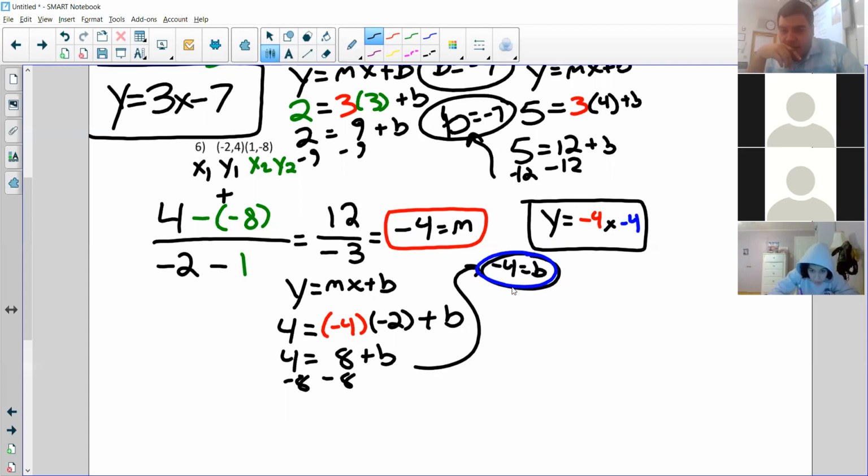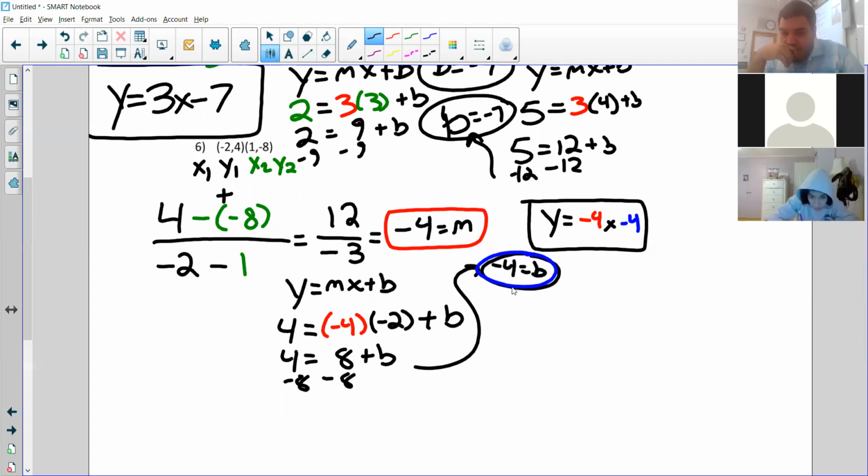Haley, you got the right slope, but did you plug it in correctly? Which one did you plug in, the first point or the second point? The first one. All right. It's -4 times -2, so that should be a +8. Wait, why are you multiplying the 2? Like -4 times 2. -4 is the slope, and 2 is the x. So I have to multiply those together.